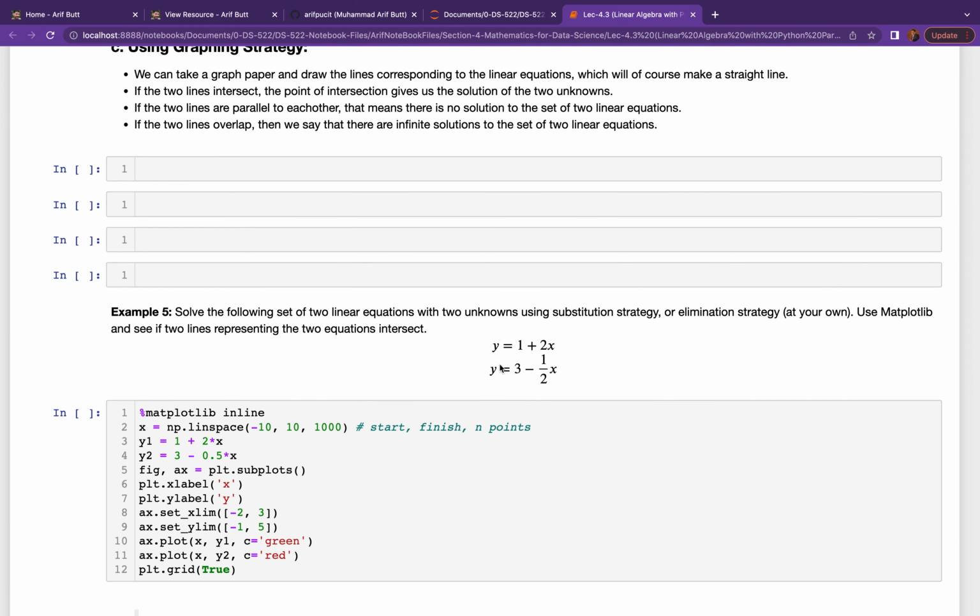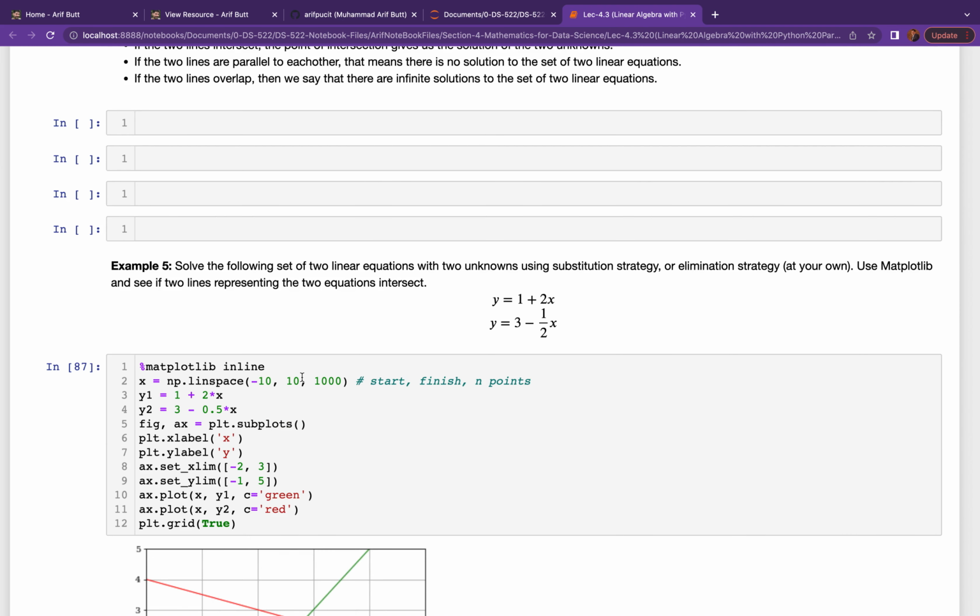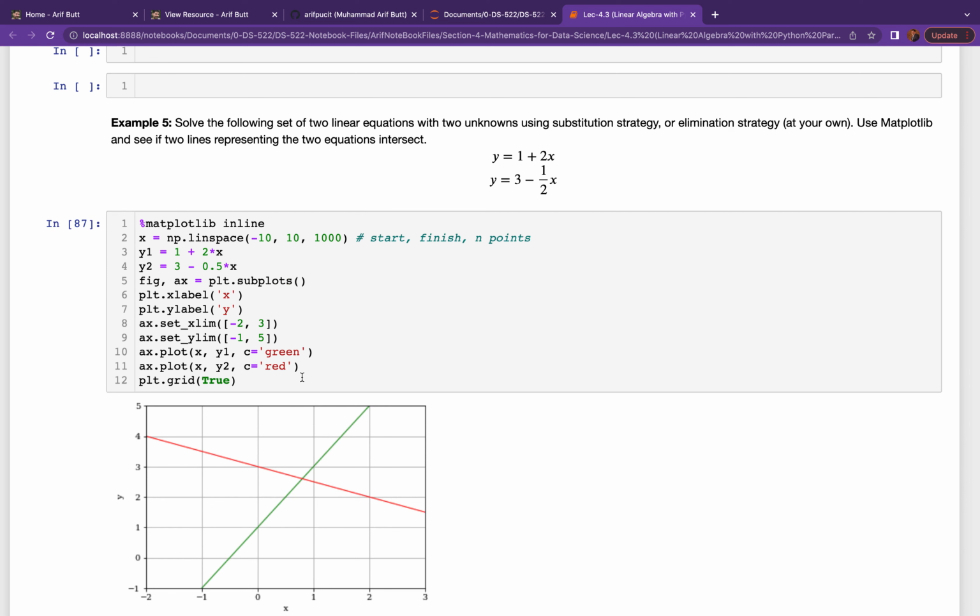Let's suppose we have these two equations, y is equal to 1 plus 2x and y is equal to 3 minus 1 over 2 x, and let me plot their graph. So this is the graph, and you see these two lines intersect at this point. So this point is 0.8 and 2.6. This is the solution of this system of linear equations. That is, if you put x is equal to 0.8 and y is equal to 2.6, both these equations will be satisfied.